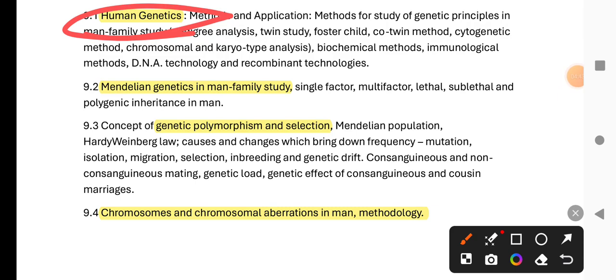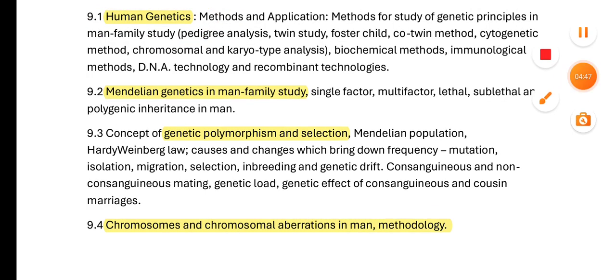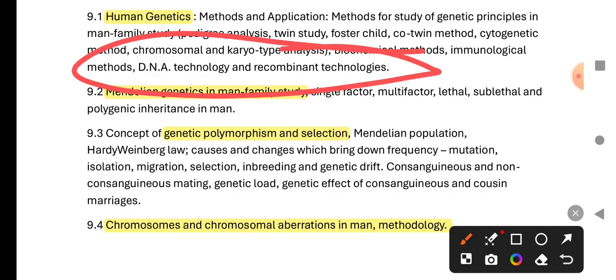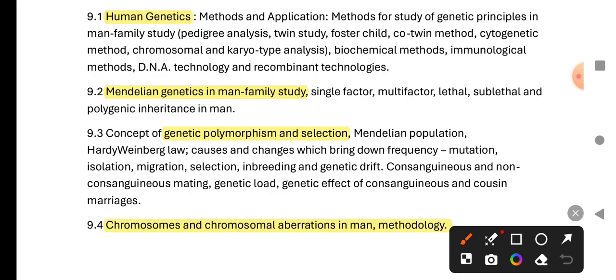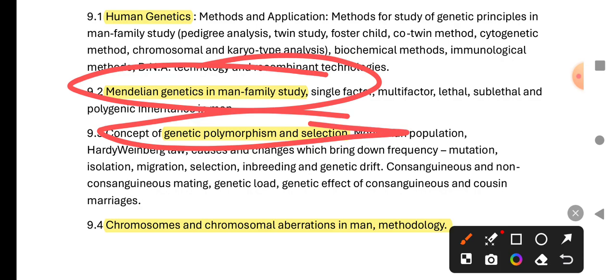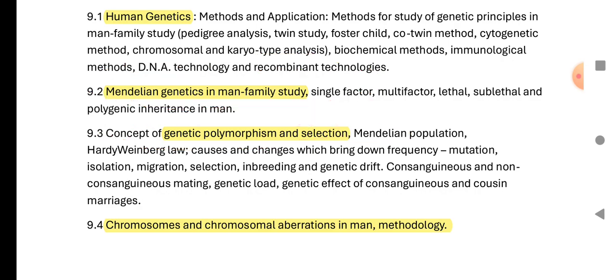Okay, and next we will move in this lecture to human genetics and the various applications and methods of human genetics, and the study of genetic principles in man, family study. What are DNA technology and recombinant DNA technology. That means very important: Mendelian genetics in man, family study, and the concept of genetic polymorphism and selection.